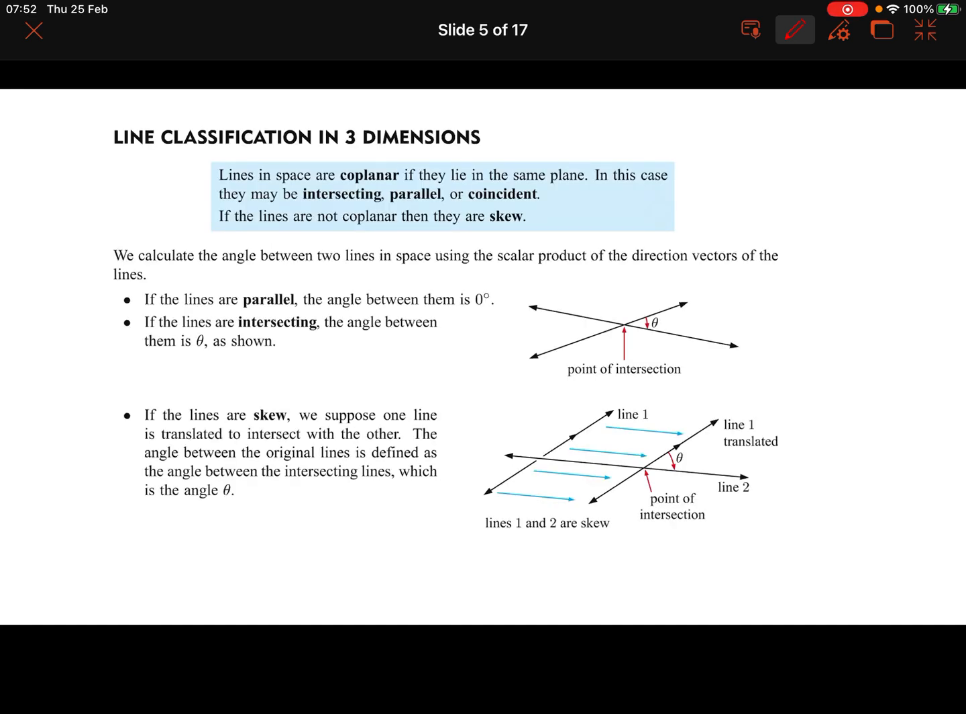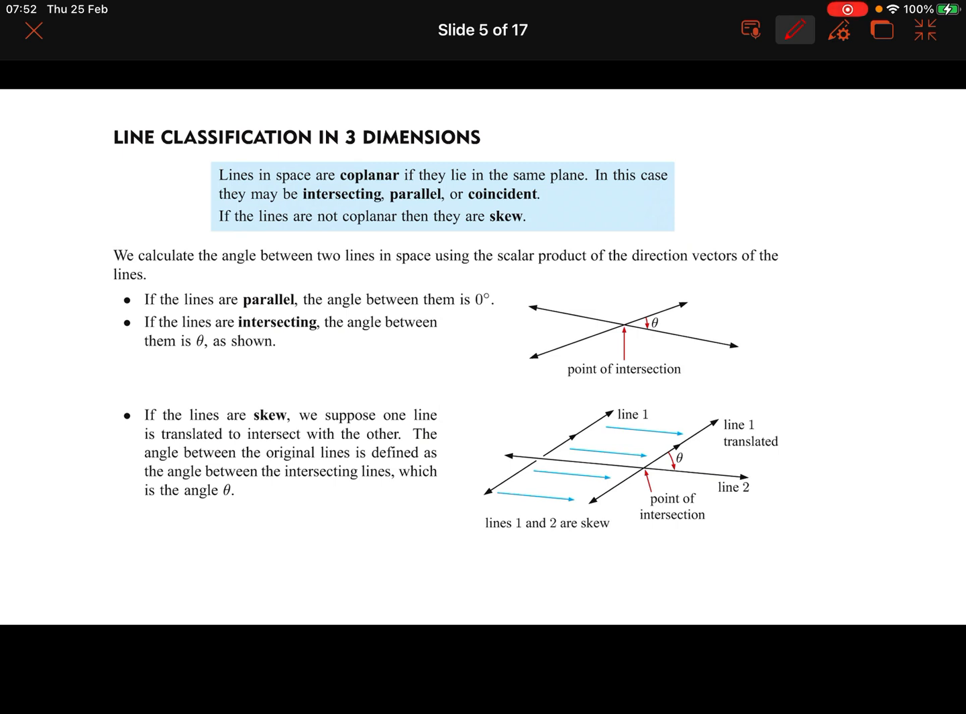But in 3 dimensions, there is another option, okay? So in 3 dimensions, 2 lines can intersect, same as in 2 dimensions. They can be parallel, same as in 2 dimensions. They can be coincident, can be the same line, same as 2 dimensions, but they could also be skew, okay?